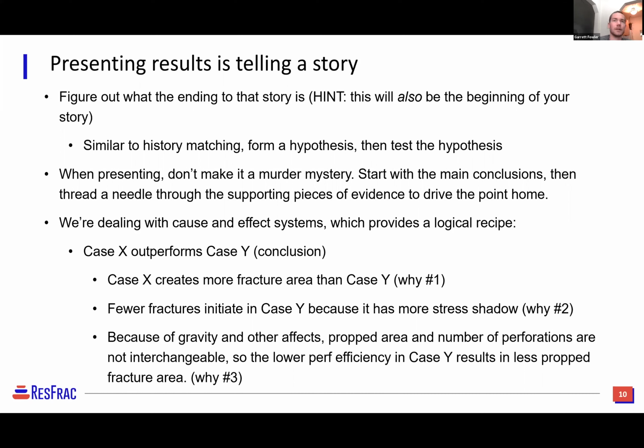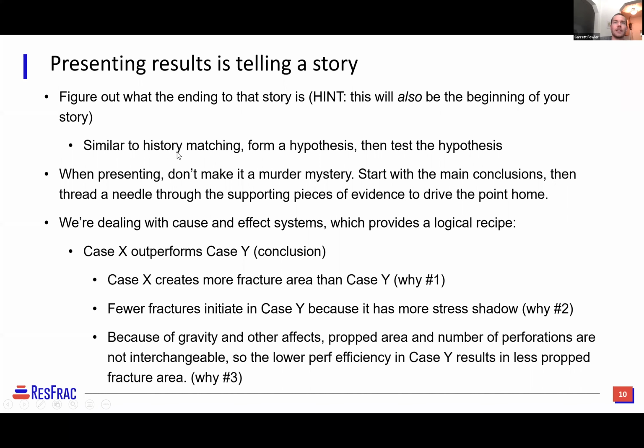So you might think it's a difference in fracture area, and so then you would go in and there's ways to plot fracture area and look at how that area is created in a simulation. And if that ends up holding true, then it strengthens your hypothesis and you would continue down that road. If it doesn't, then you need to form a new hypothesis for why one case is outperforming another.